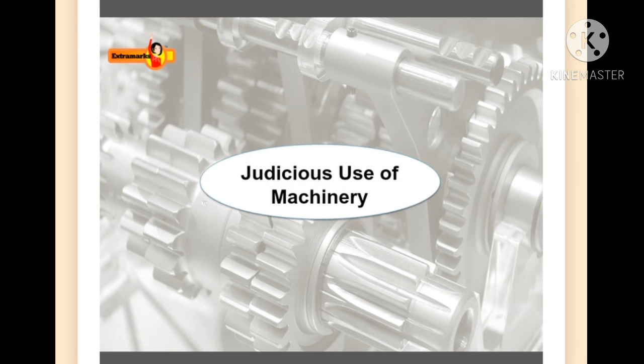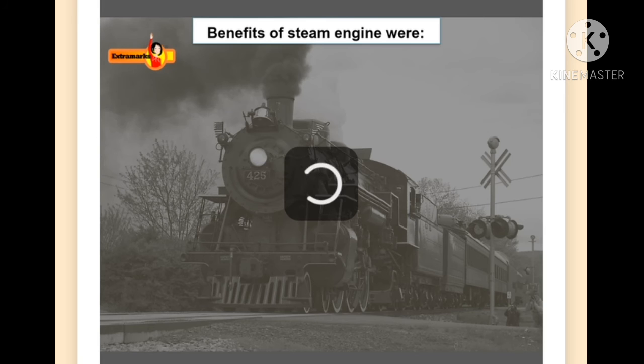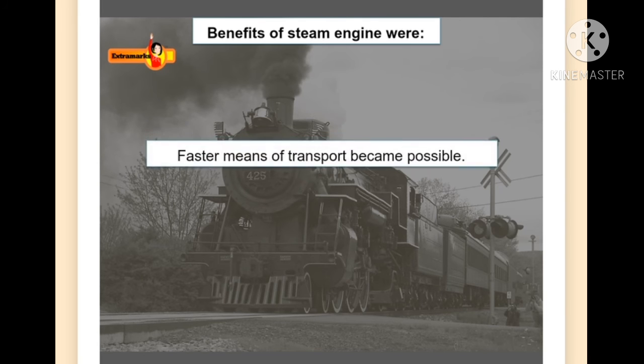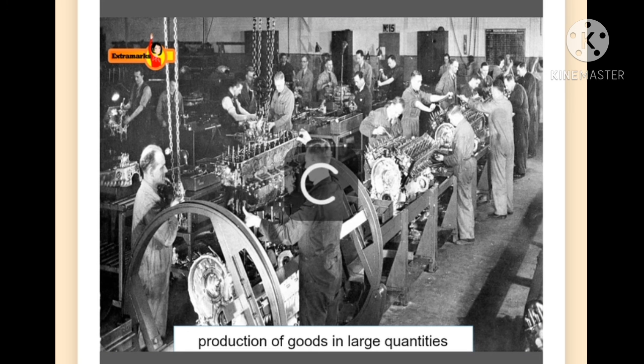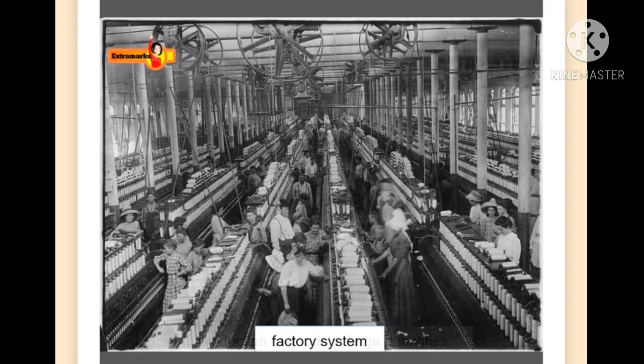Judicious use of machinery. Benefits of the steam engine were that faster means of transport became possible. Running big machines also became possible. Use of machines led to the production of goods in large quantities. This marked the beginning of the factory system.